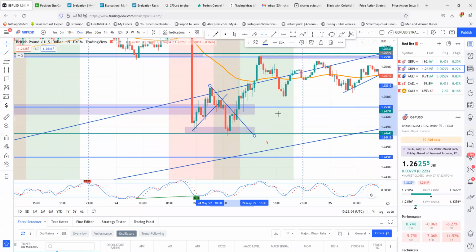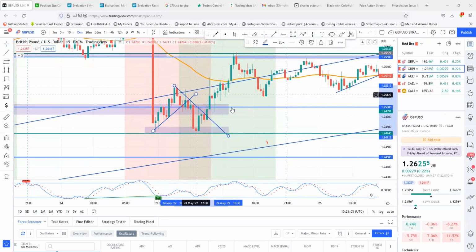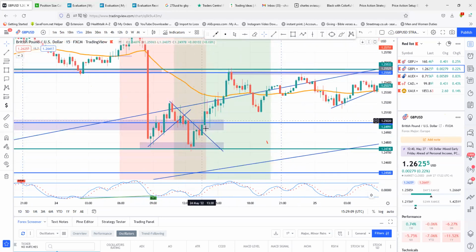You say, how did you know? Because of what I know. You get to understand that when you go through the training. But guess what? This was a beautiful, beautiful trade. Trend line break, entry after the psychological level push up, a retest.